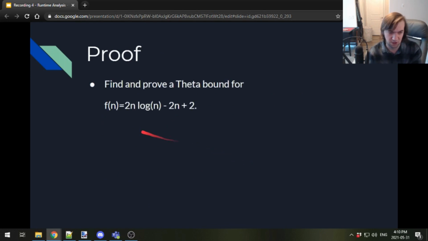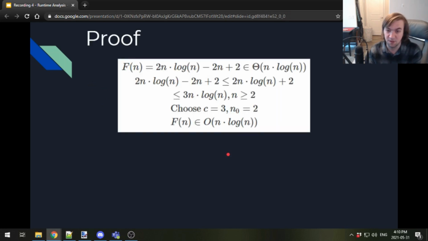Just as some more practice, let's find and prove a theta bound. For this, we're looking at the function 2n log n minus 2n plus 2, and we want to show that this is in a tight theta bound. Let's go through the proof. If we want to prove something is in big theta, we need to show it's big O and big omega.